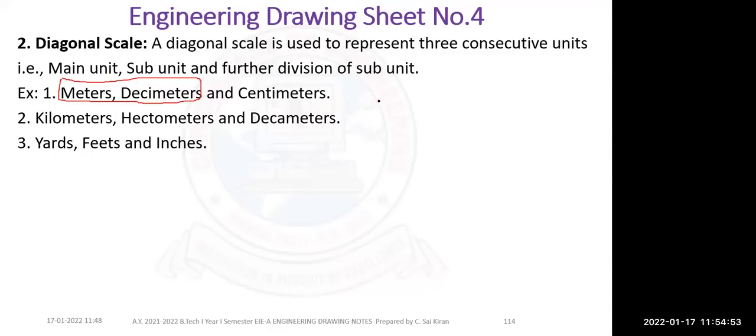Suppose you assume this is a 1 meter scale. This 1 meter scale I'm dividing into 10 equal parts, and this small part is 1 decimeter. This 1 decimeter also we have to divide into 10 equal parts. How to divide these 10 equal parts? We'll be learning in the diagonal scale.